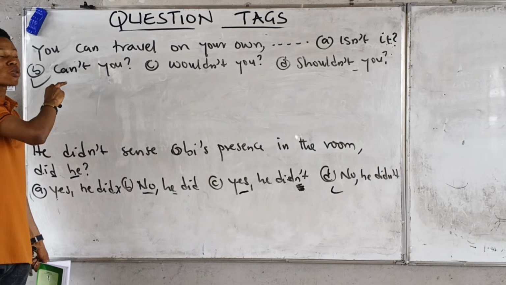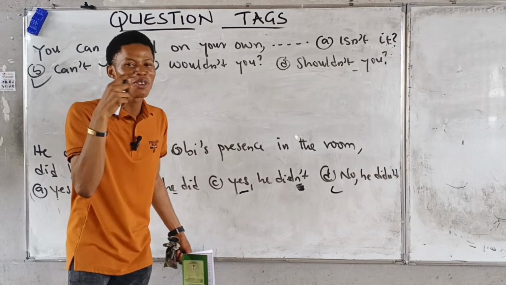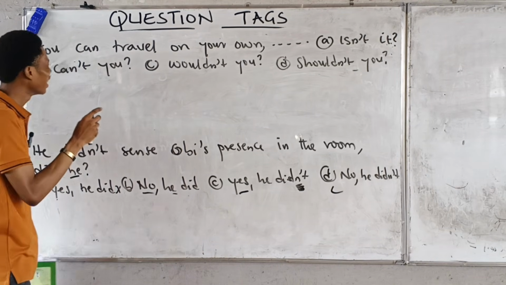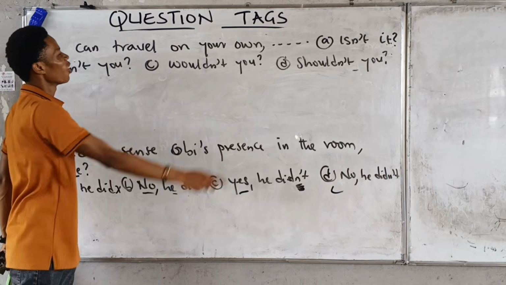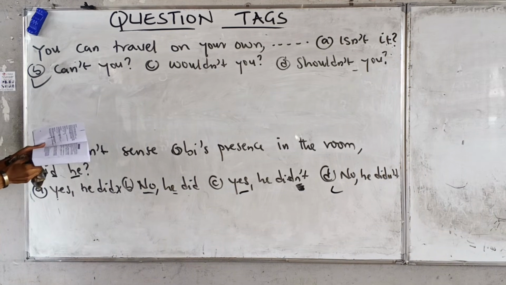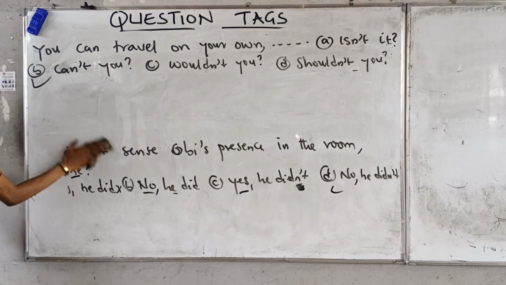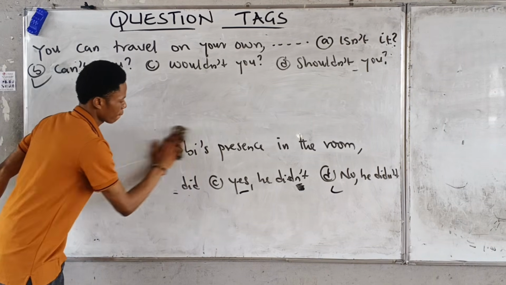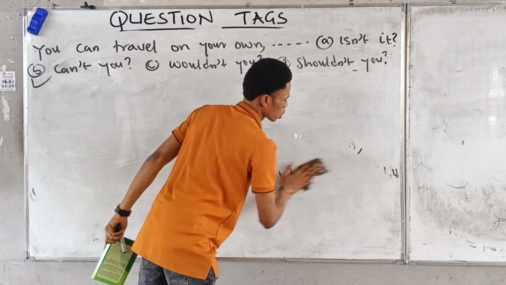Because I said this one is not correct, you now say, isn't you travel? Can you imagine? Isn't it travel on your own? All right, so can't you travel on your own? That's the right thing. The next question.